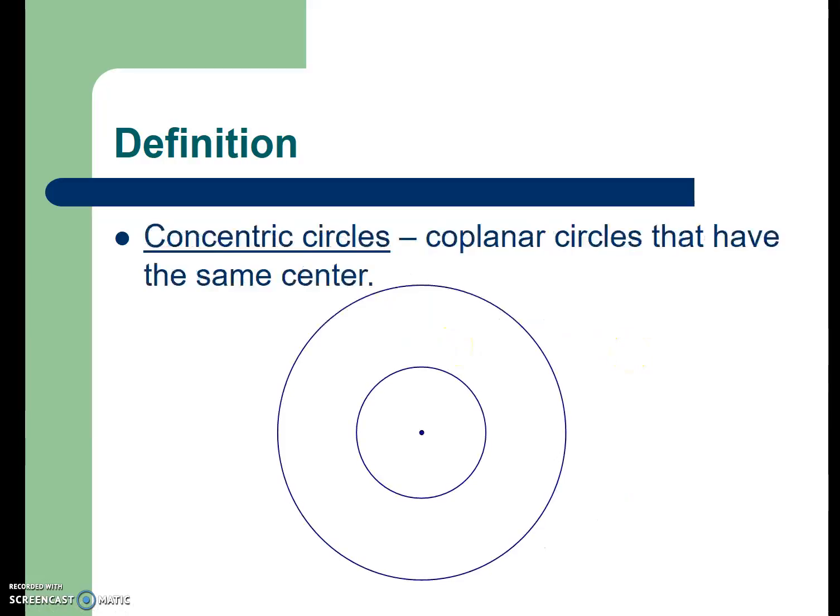The other one is concentric circles. These are circles on the same plane and they share the same center. So if we were to name this point, these two circles would be named the same thing. The difference though is going to be their radius. The radii here, this one's going to be a lot shorter than that one. So they're concentric, but they are not congruent.